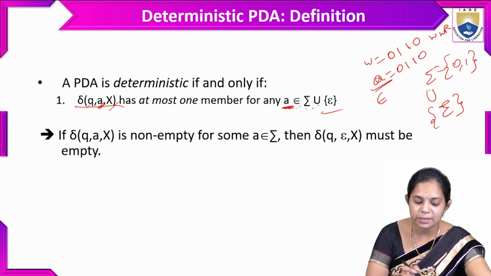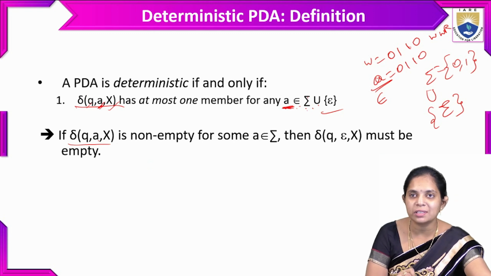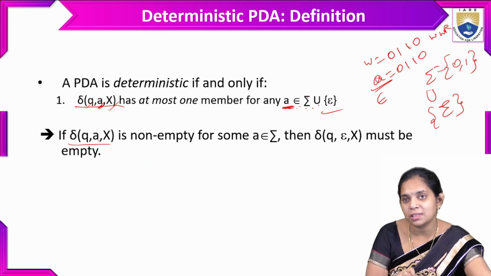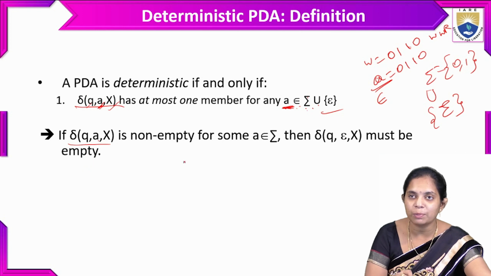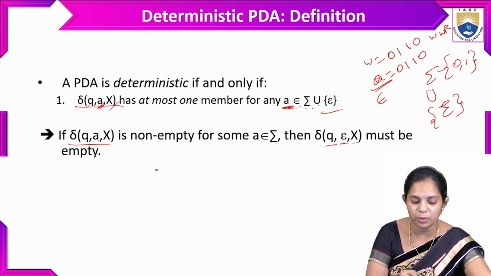And this QAX is the transition of that. We can say that this is an instantaneous description, which is nothing but a 3-tuple notation. So it is non-empty for some A belonging to sigma. Then the transition of epsilon X must be empty.